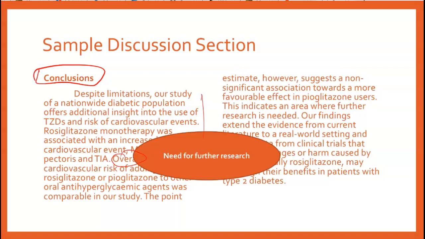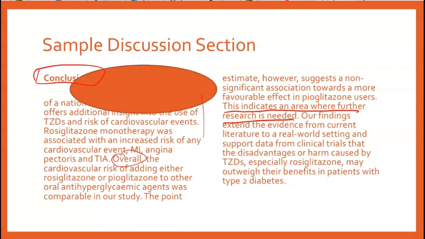Need for further research. They present this as part of the conclusion, however, suggests a non-significant association. Then the sentence here, this indicates an area where further research is needed. And then at the end again, they continue with the big picture summary. Our findings extend the evidence from current literature to a real-world setting and support data from clinical trials that disadvantages or harms caused by TZDs and so on may outweigh their benefits in patients with type 2 diabetes.